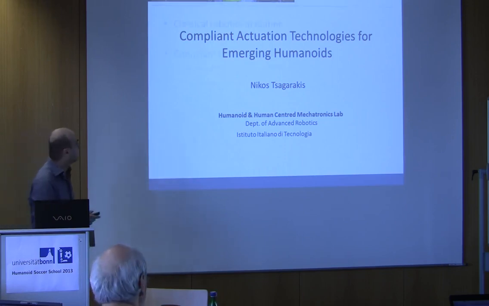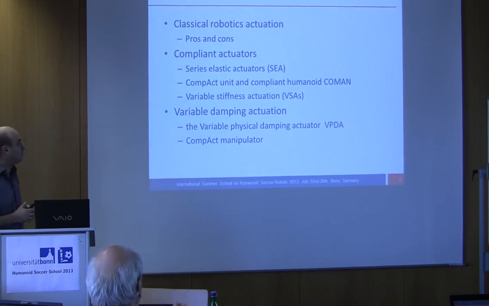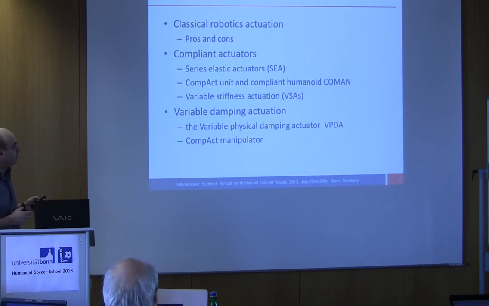So, very briefly, the outline is basically we'll do a short introduction of classical robotics actuation. We discuss the advantages and disadvantages of the traditional rigid and serial robotics actuation technology. And then we move forward to the introduction of compliant actuators. There we spend some time on the details, particularly on the series elastic actuator to fix the elasticity on the transmission system. We introduce in detail the COMAN unit, an actuator that we developed at IIT for our humanoid platform, and we see how we integrate this to form a complete humanoid platform.